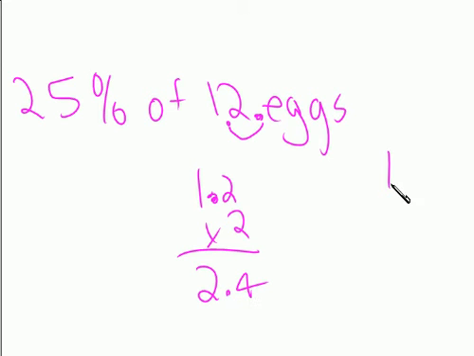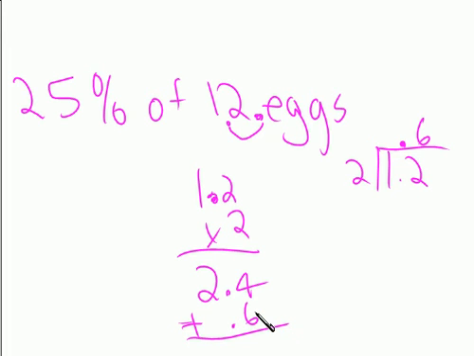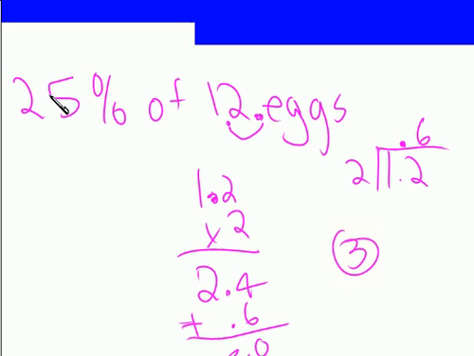We know that 1.2 is 10. We're going to divide that by 2 because 10 divided by 2 is 5. So 2 into 1.2, we make sure we bring the decimal up, and that goes in 0.6 times. So if we add 0.6 to 2.4, 4 and 6 is 10, and the answer is 3.0. So the answer is 3 eggs.